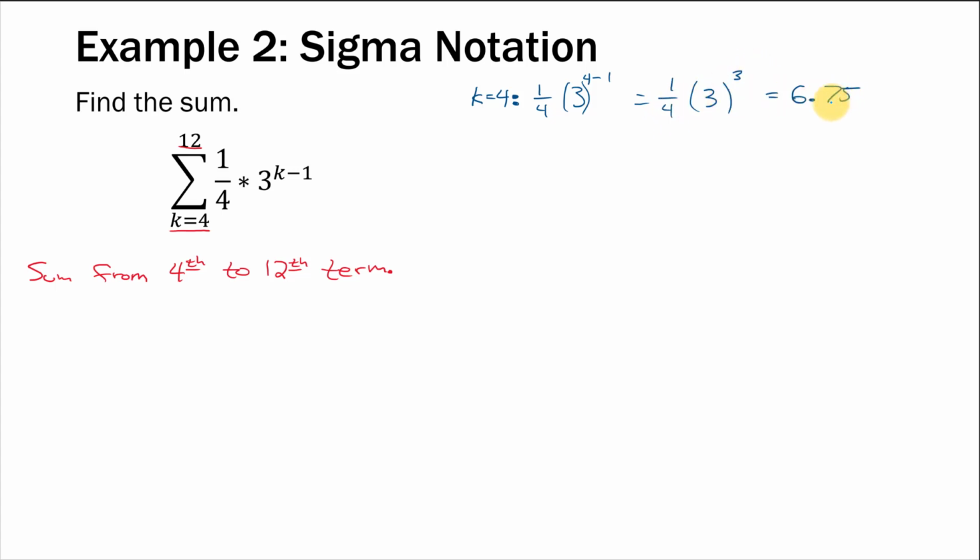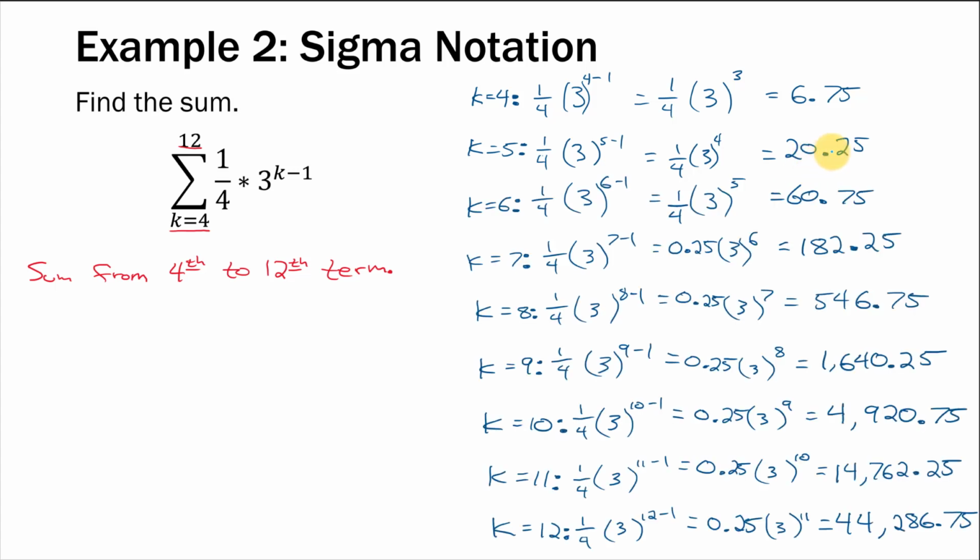And then I go one step further and I say when k is equal to 5, now I have 1/4, 3 to the 5 minus 1. So 1/4 times 3 to the 4th. Again, it's only the 3 that's being raised to the power here. So 3 to the 4th and then divided by 4 really is going to be 20.25. And then you just keep going. We're not going to do all of them together, but I do have them all written out. Okay, so when k is 6, 7, 8, 9, 10, 11, and finally 12, because that's our end spot here.